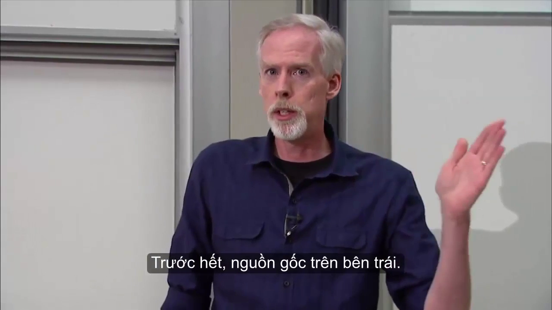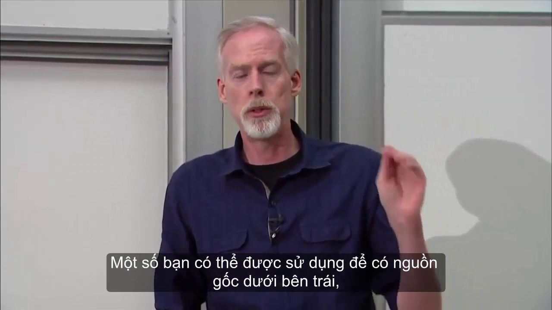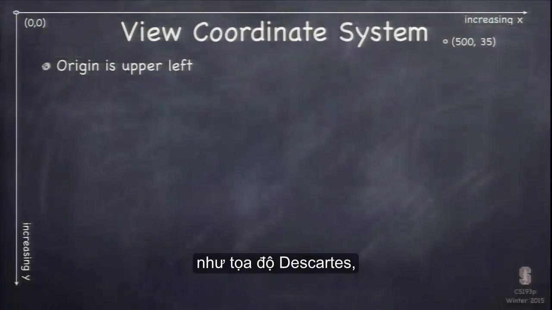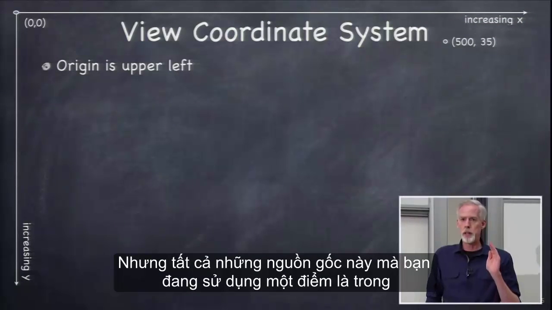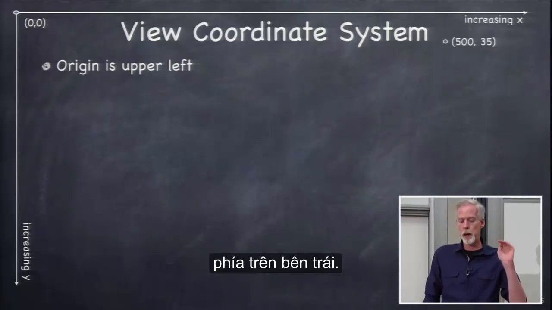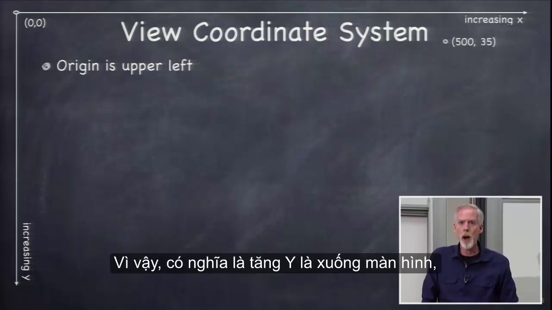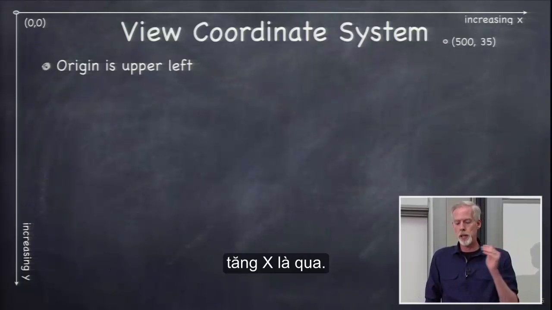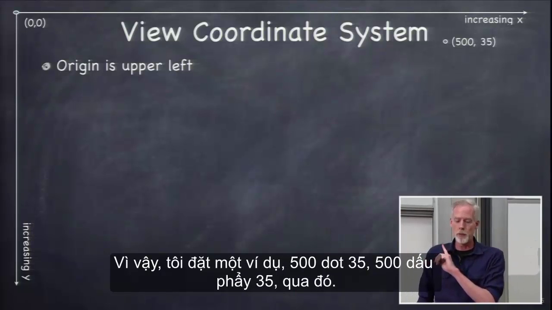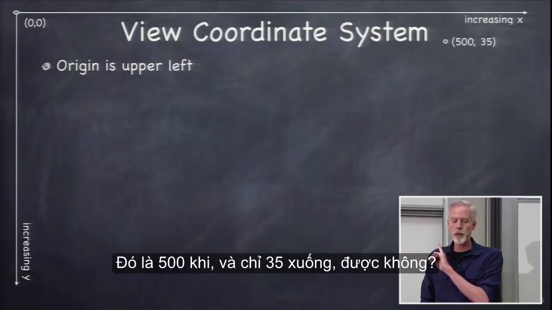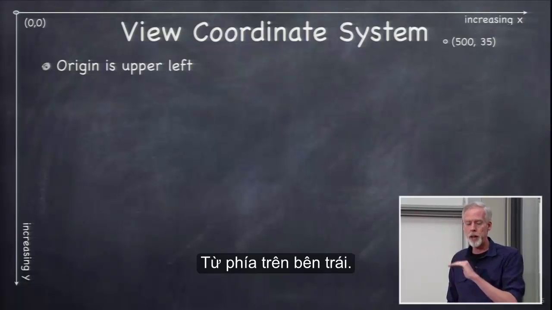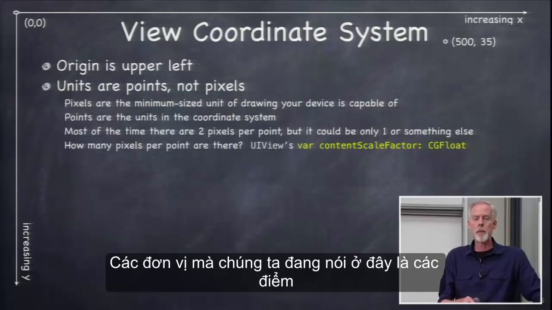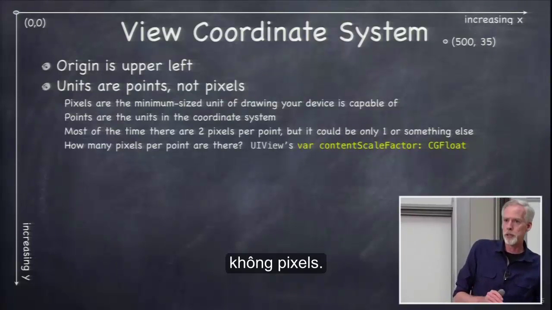First of all, origin upper left. Some of you might be used to origin lower left, like Cartesian coordinates, where the origin is in the lower left. But the origin that you use in a view is in the upper left. So that means increasing y is down the screen. Increasing x is across. So I put an example, 500, 35 over there. It's 500 across and only 35 down, okay, from the upper left. The units that we're talking about here are points, not pixels.